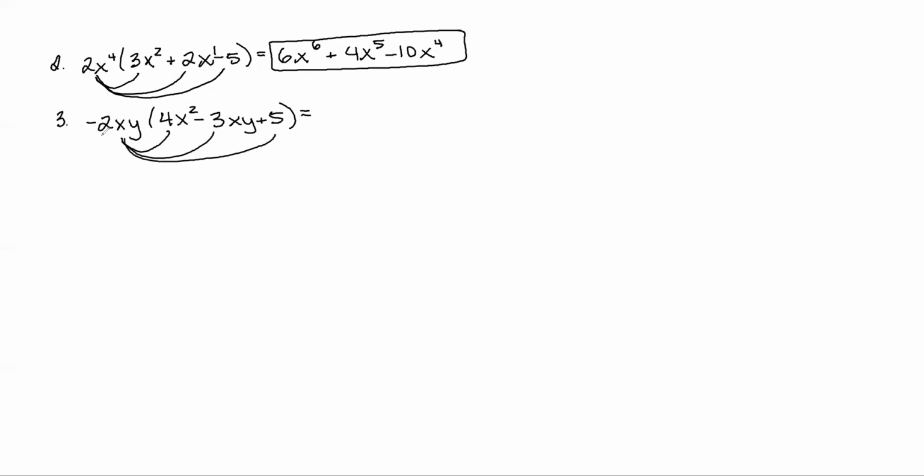Focusing on the first term, negative 2 times 4 is negative 8. X to the 1st times x squared is x cubed. And we still have this y. The next term, negative 2 times negative 3 is positive 6. X times x is x squared. And y times y is y squared. And then finally, negative 2 times 5 is negative 10. We don't have an x and a y, so we're just going to bring over the xy from that term in the front.